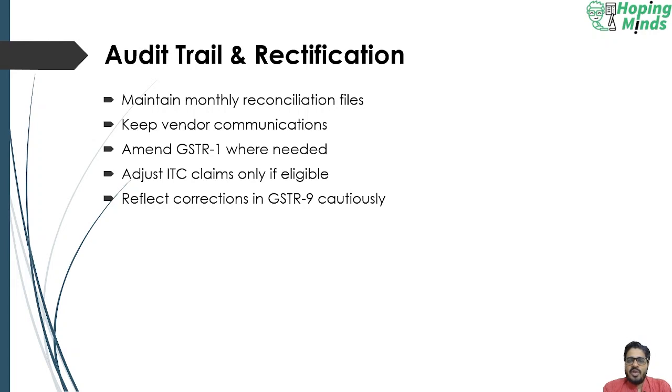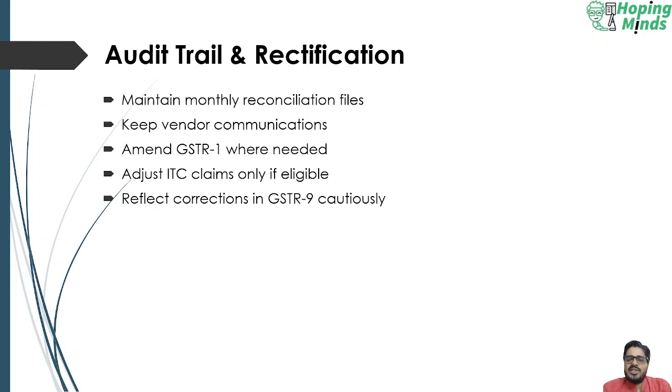So, to support accurate reconciliation and safeguard against scrutiny, business must maintain a clear and verifiable audit trail. Such audit trail includes reconciliation files. These are the internal working files that match the turnover, taxes paid, input tax credit claim, and the liabilities that have been declared in GST returns with books of accounts.